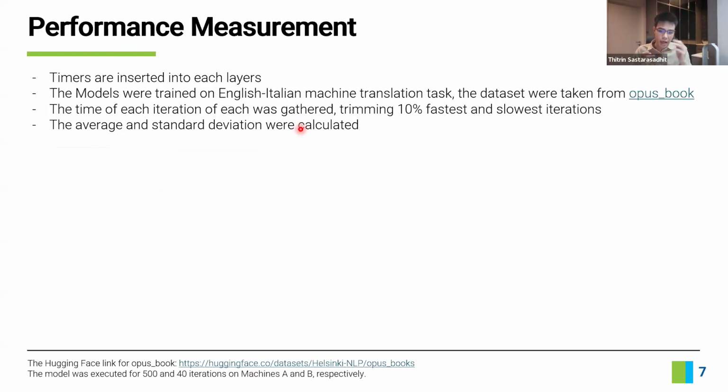For the performance measurement, I just inserted a timer at each layer and trained it on English-Italian machine translation tasks for multiple iterations. The dataset is from the opus books, and I provided the link here. Then I take the time of each layer, trim the fastest and slowest 10%, and then calculate the mean and the standard deviation.